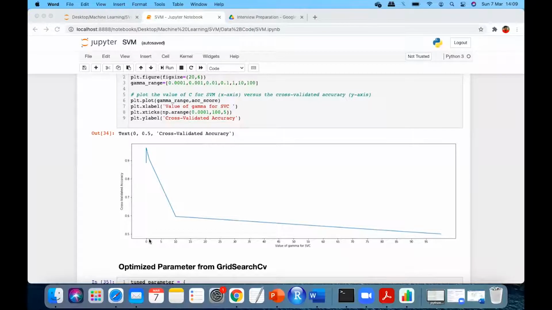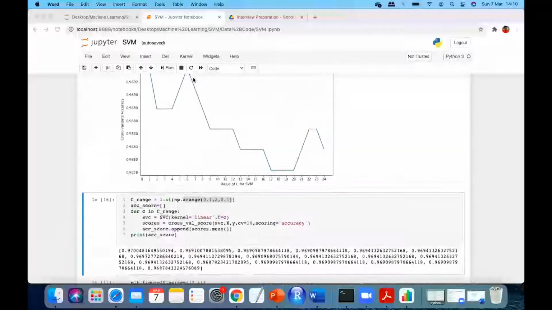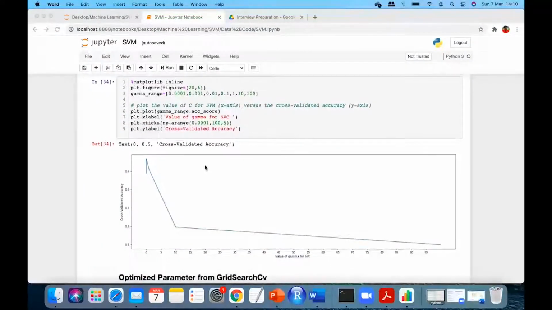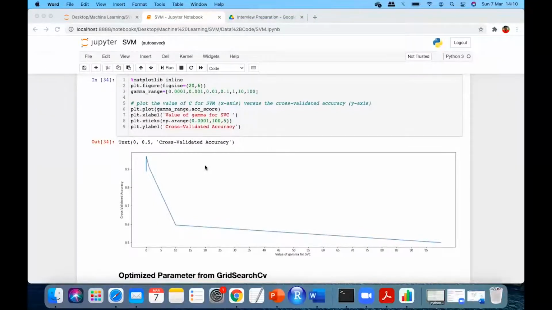Correct? So here it is not 100% visible. So what I can do is the same way I did for C. I'll just shorten the value and we'll see. Now you got the idea of how to select gamma and C. You don't have to be 100% correct, believe me.